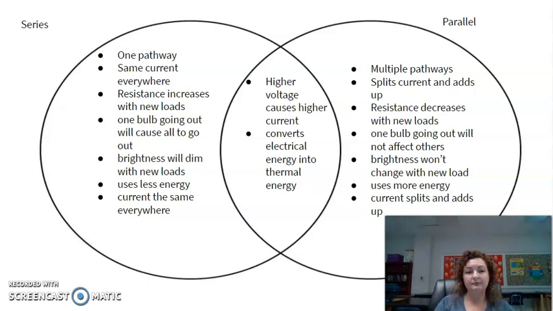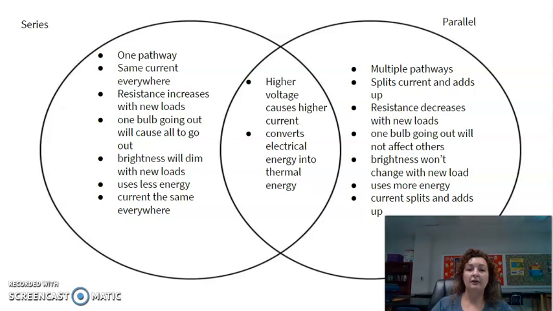That's not cool. The brightness will dim in a series circuit with new loads added. So like if you add more light bulbs, they'll all be dimmer. It uses less energy, which is true in this case with simple circuits. We're talking about battery life, right? So it's going to keep that battery for a lot longer, but your light bulbs will not be as bright, okay?